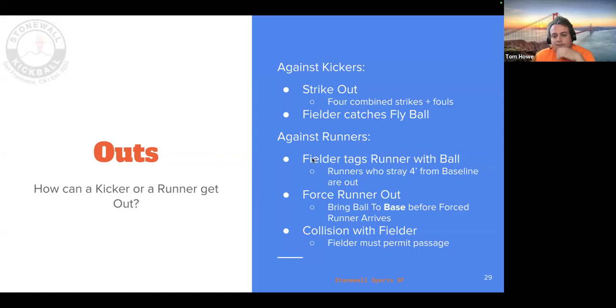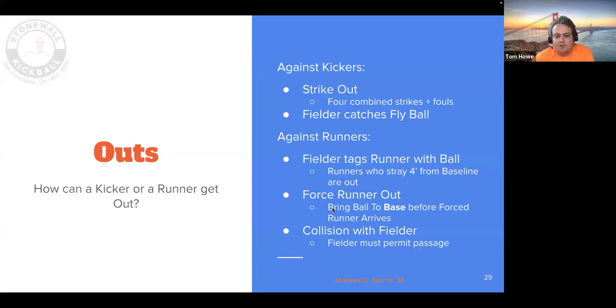Against runners, fielders can tag the runner with the ball, just not in the head. By the way, if you're a runner and you're running away from somebody with the ball, you can't just run out of the baseline. We will call you out for that. You can't just run towards the bathroom to get away.